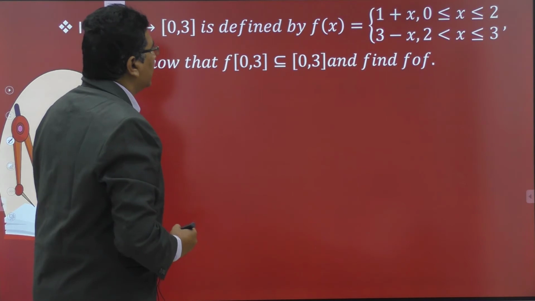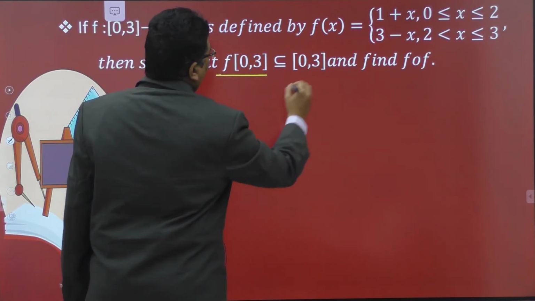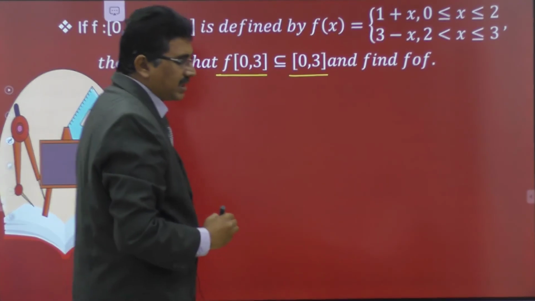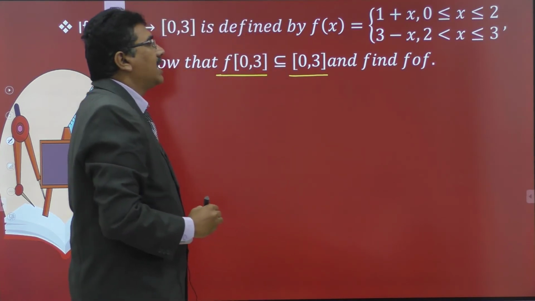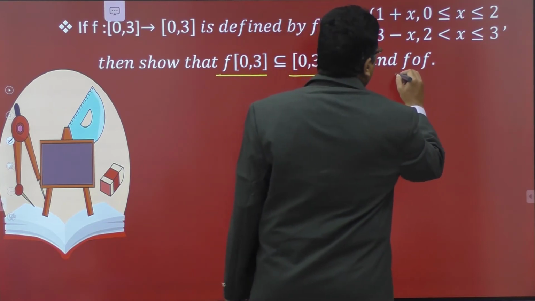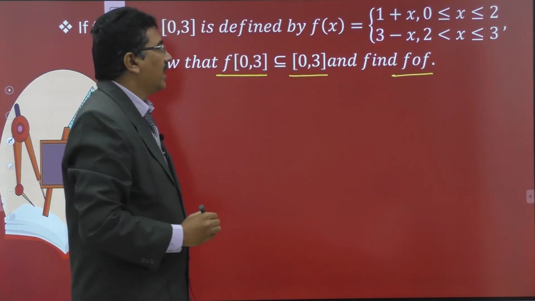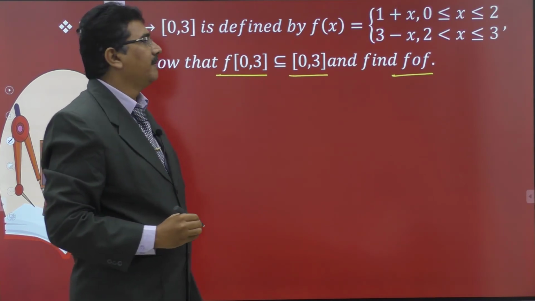Then show that the range is a subset of codomain, and also find f circle f, the composite function of f. First find the range of this function.